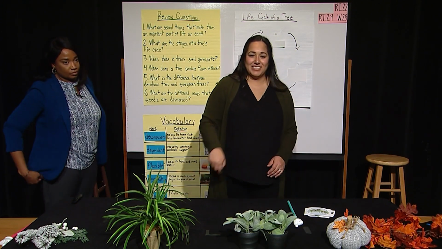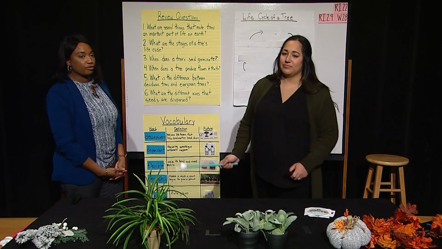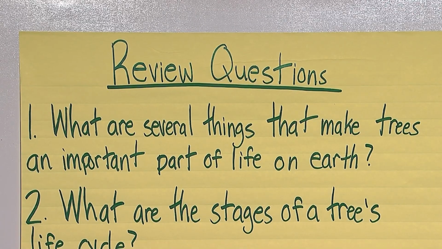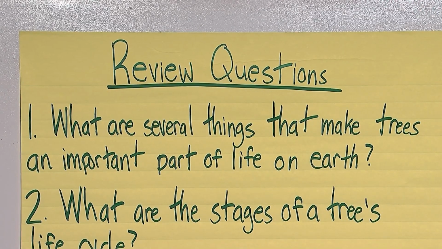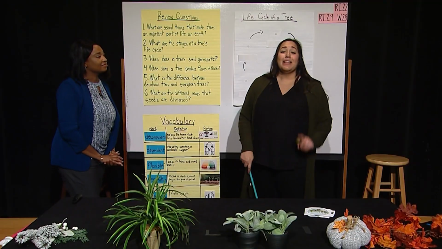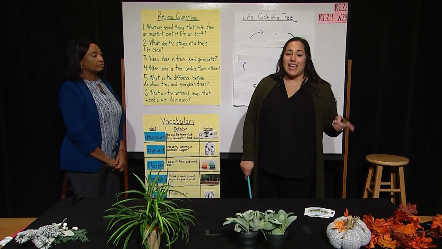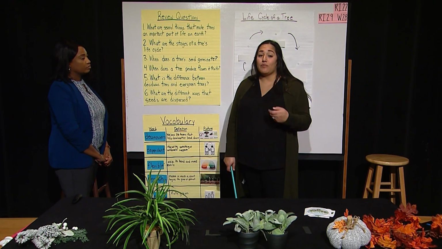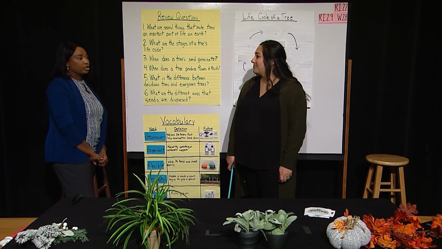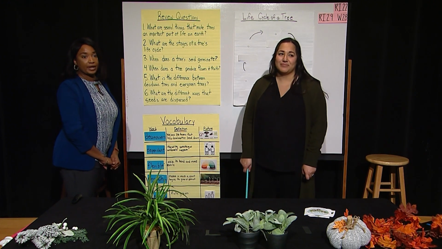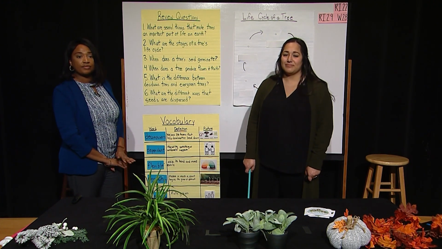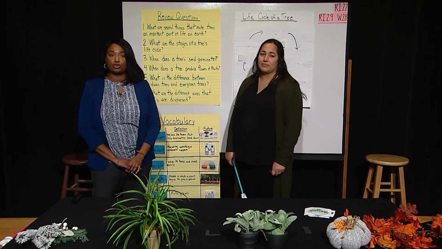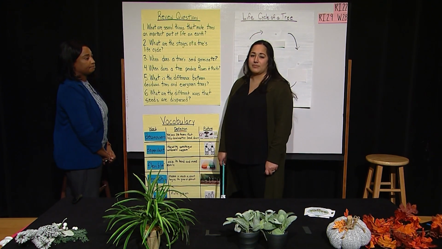All right. Do you remember several things that make a tree an important part of life on Earth? Ooh, I do. They provide us with oxygen and they help clean up the soil by absorbing or changing harmful chemicals. That's right. Trees also take in carbon dioxide, which helps Earth's climate. They help fight soil erosion, and we use trees to manufacture all types of goods.